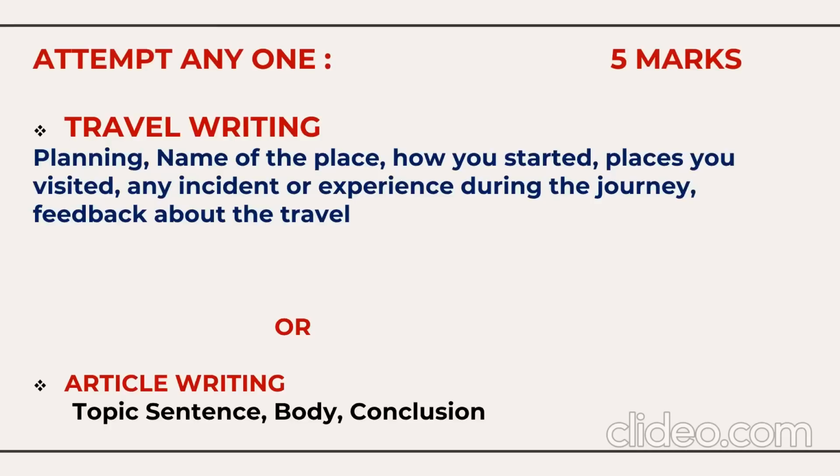For example, you went to some historical place, you had to describe how did you go, how did you enjoy. So you need to talk about your planning, name of the place, how you started, the places you visited, any incident, any experience during the journey, your feedback about the travel, how do you promote the particular place to be visited. So this is the meaning of the travel writing or the travelogue.